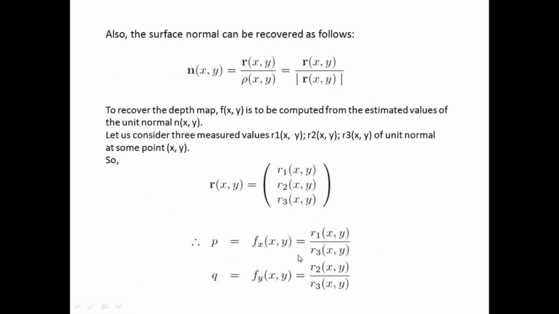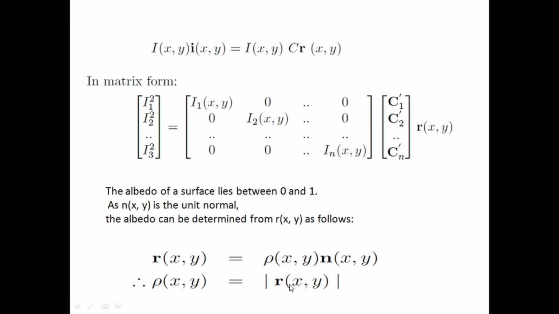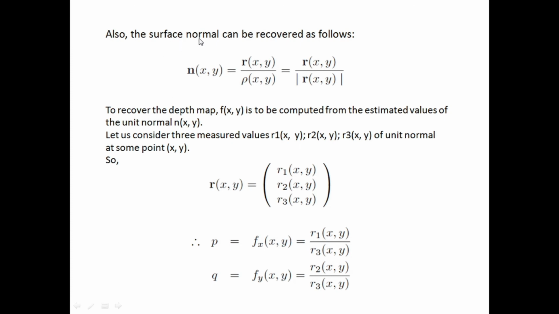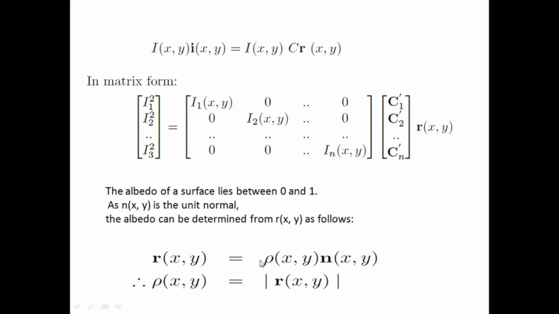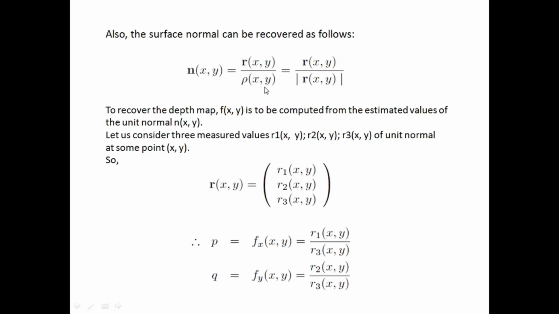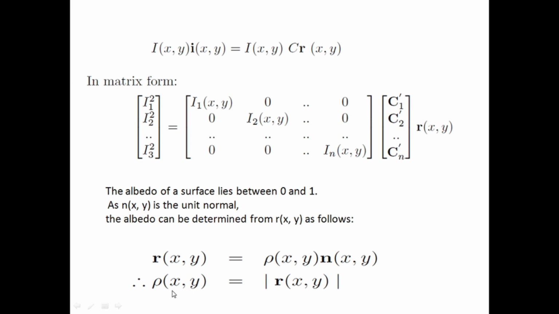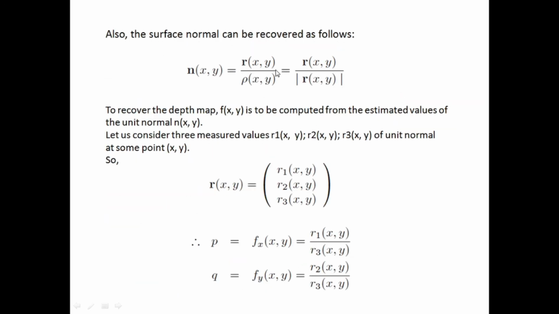So I have found the albedo now. Also the surface normal can be recovered now as n of x comma y equal to r of x comma y by rho of x comma y. Previously I assumed it is a unit normal to trace out my rho of x comma y. Now I have found my rho of x comma y. Now what will be my surface normal? It is nothing but n of x comma y, that is r of x comma y divided by the magnitude of r of x comma y.